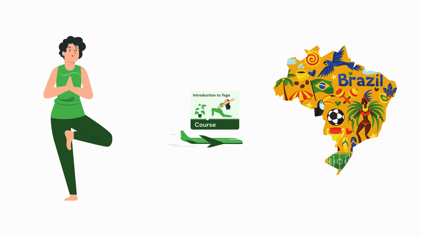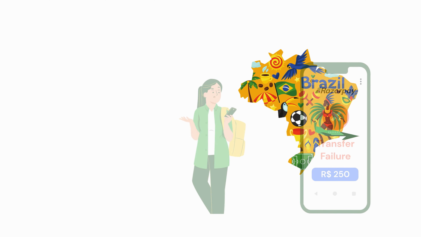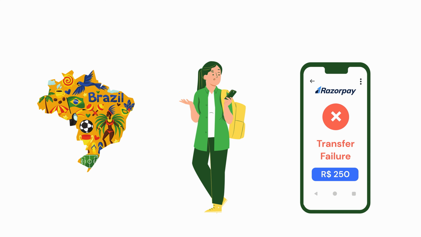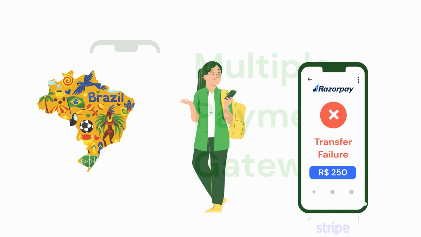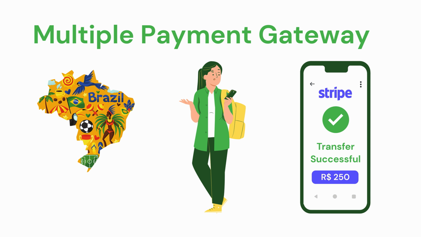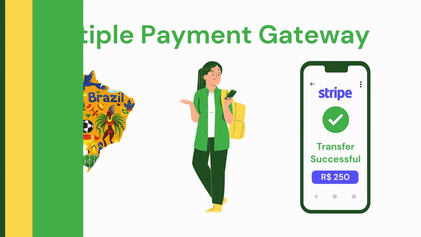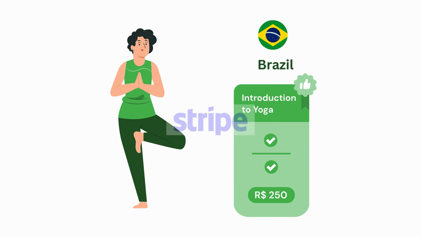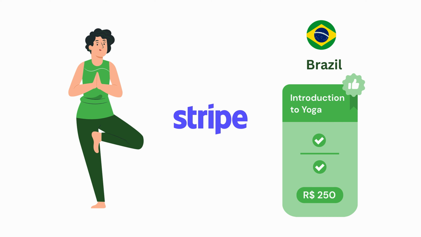She aims to reach students in Brazil but faces a challenge. Her primary payment gateway, Razorpay, is not available in Brazil. Thanks to multiple payment gateways, Sarah can easily integrate Stripe, which accepts payment in Brazil. Let's help her add a new pricing plan with Stripe as a choice of payment gateway.